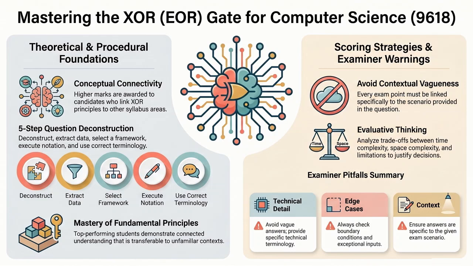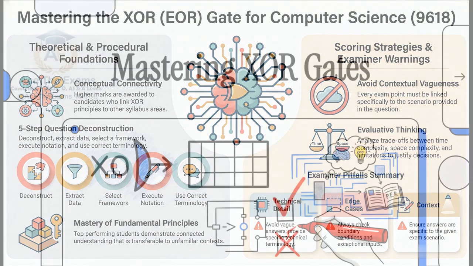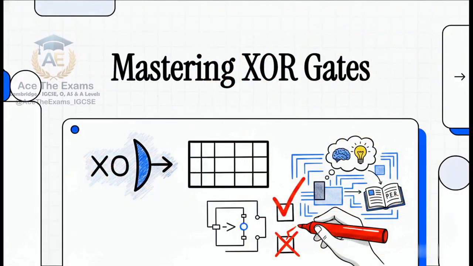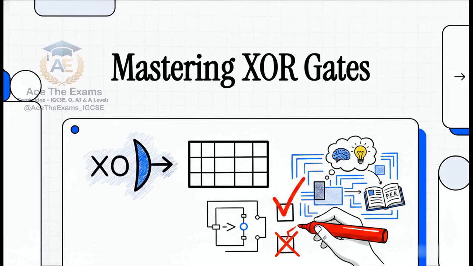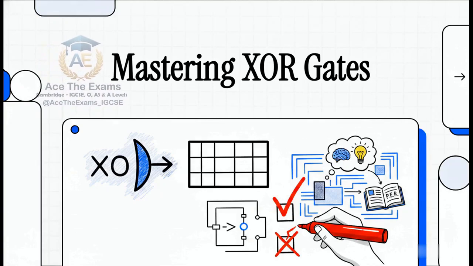Let me ask you a question, and I want you to be totally honest with me. Have you ever walked out of a Cambridge computer science exam, specifically that notorious 9618 paper, feeling absolutely brilliant? Like, you know you crushed it, but then weeks later, you get your paper back and realize you dropped incredibly easy marks on an XOR gate question.